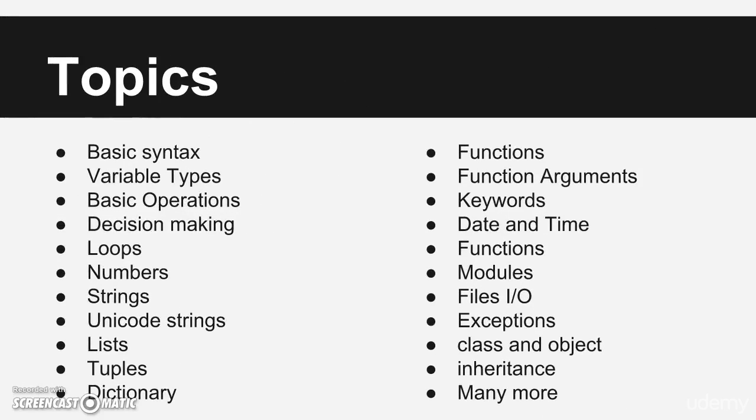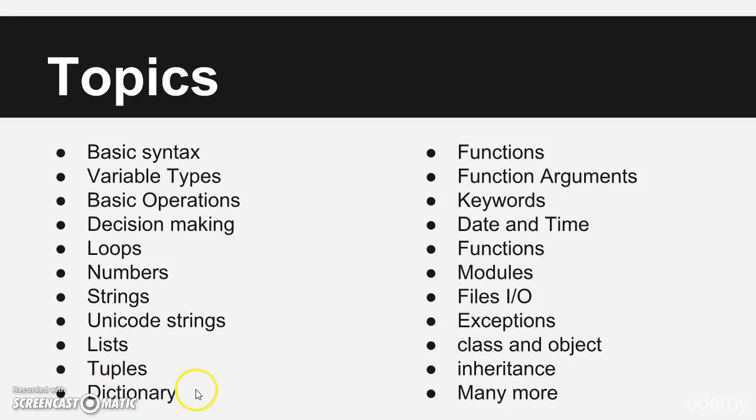So these are all the topics we are going to cover in this course. First, we will be starting with the basic syntax. We will be seeing all the variable types available in Python. We will start with the basic operations, and we will see decision making using if-else statements, loops using for loops and while loops, and we will see how to use numbers, strings, Unicode strings. We will see the data types called lists and tuples, and the difference between lists and tuples.